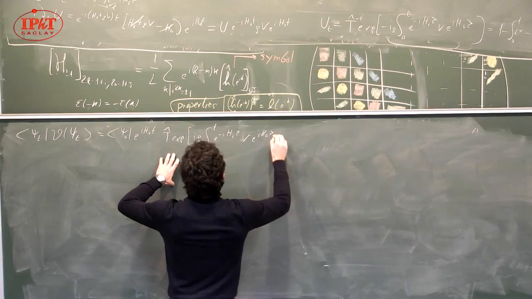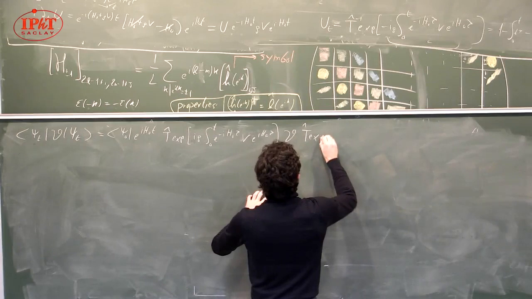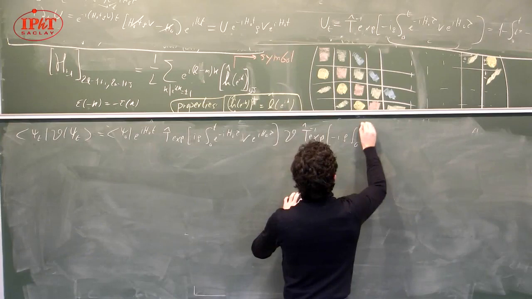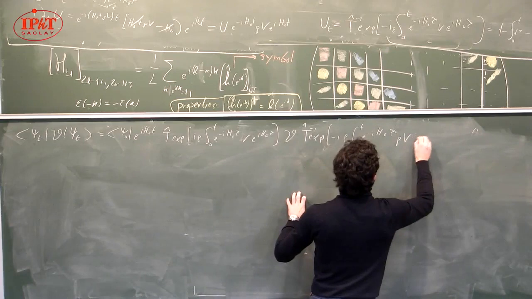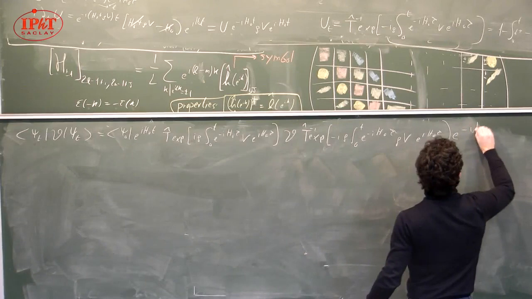Here you have the anti-time ordering, the exponential of minus i g integral from 0 to t of e to the minus i H0 tau V e to the i H0 tau, and then e to the minus i H0 t psi 0.